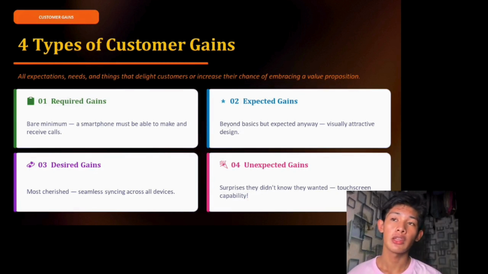So next is number 3, the desired gains. Ito po yung mga most preferred and cherished gain by the customer. Kasi kapag meron po ikaw neto sa product mo or sa service mo, there's a high chance po that they'll be completely satisfied. Like for example, ikaw po ay may product na smartphone po ulit with having a seamless syncing with other device. So syempre, mas convenient yun sa ibang mga customers natin since they have a lot of choices po na pwedeng pag-connectan ng smartphone.